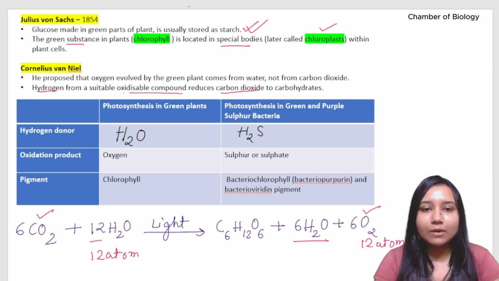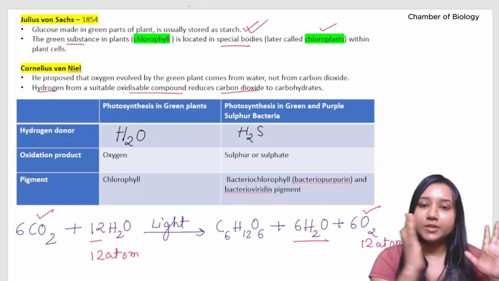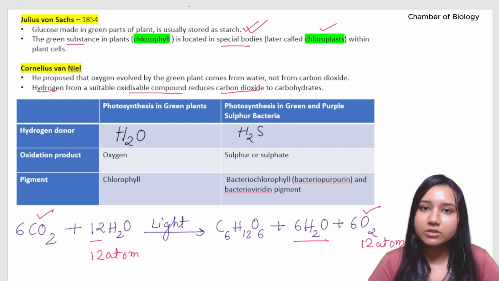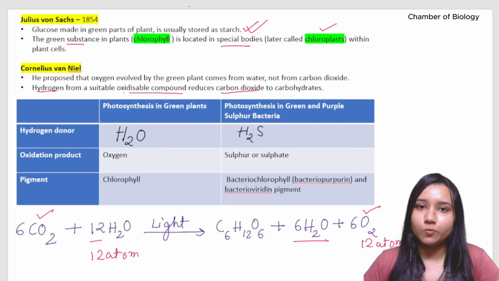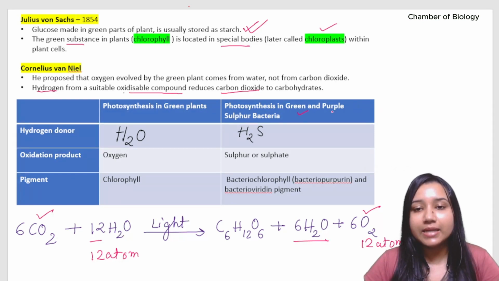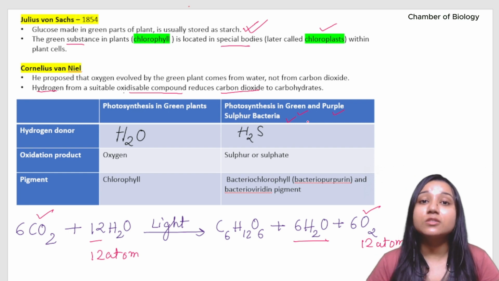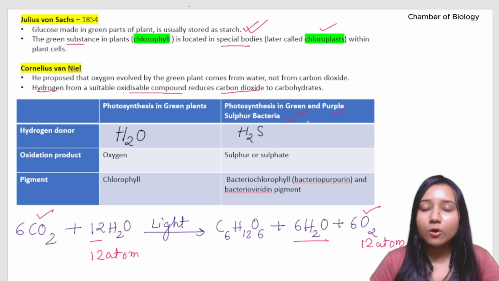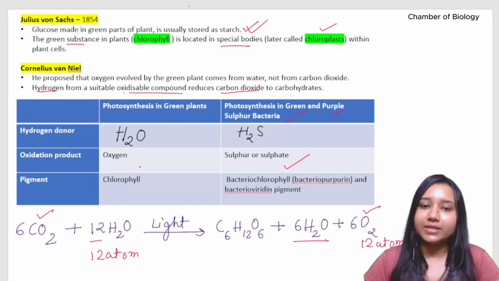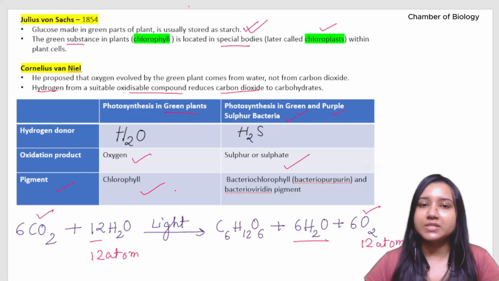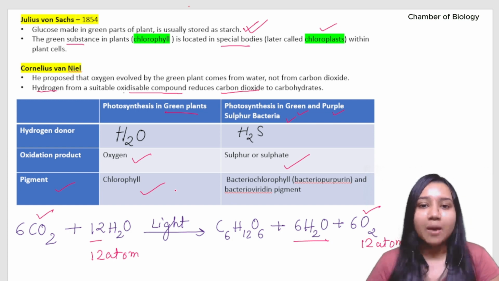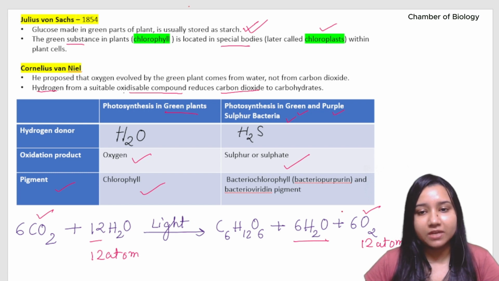So now you must be wondering that we require a hydrogen donor for the formation of the carbohydrate from the carbon dioxide. This hydrogen donor can be water, and this hydrogen donor can be H2S as well. When it is H2S, that is regarding the green and purple sulfur bacteria, where it is not an oxygenic photosynthesis, rather it is an anoxygenic photosynthesis. In anoxygenic photosynthesis, the oxidation product is sulfur or sulfate, but when H2O is utilized, the oxidation product in the green plant is the oxygen only. And pigments, you all know that chlorophyll is present and other accessory pigments are also present, we will be discussing. But in case of the green and purple sulfur bacteria, we can see bacteriochlorophyll, that is bacteriopurpurin and bacterioviridin, is present.